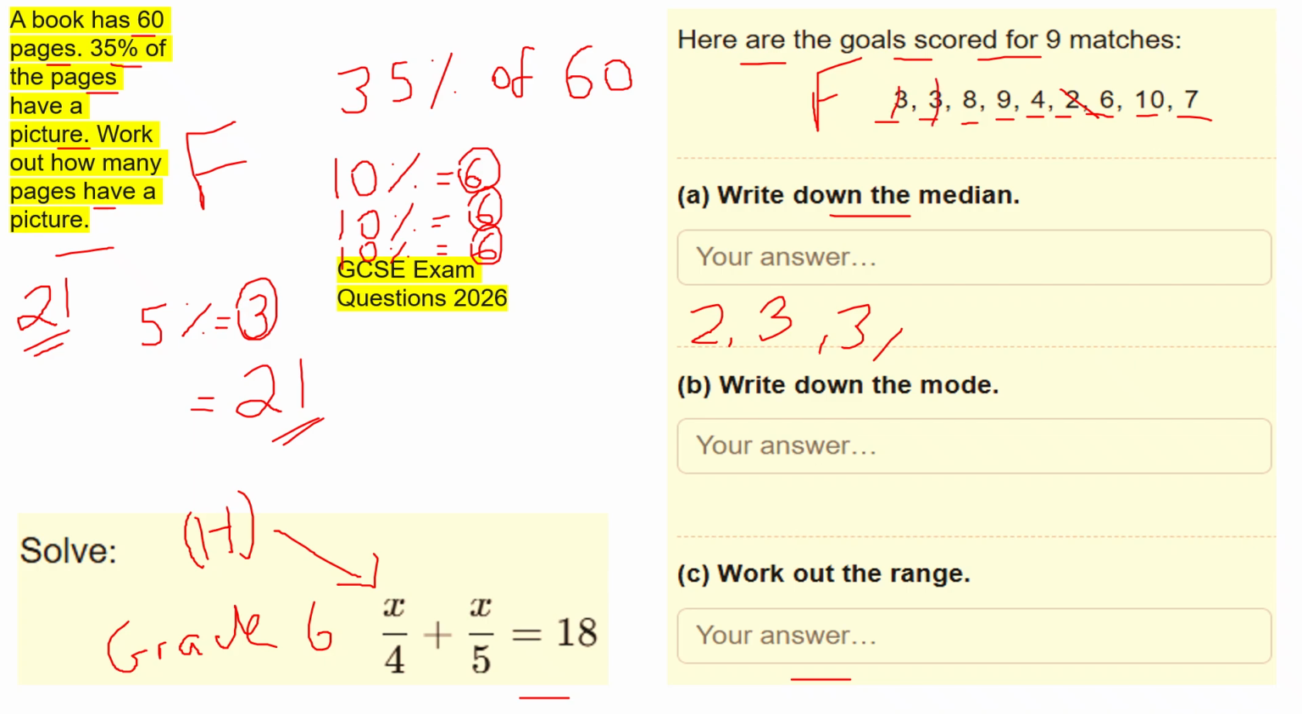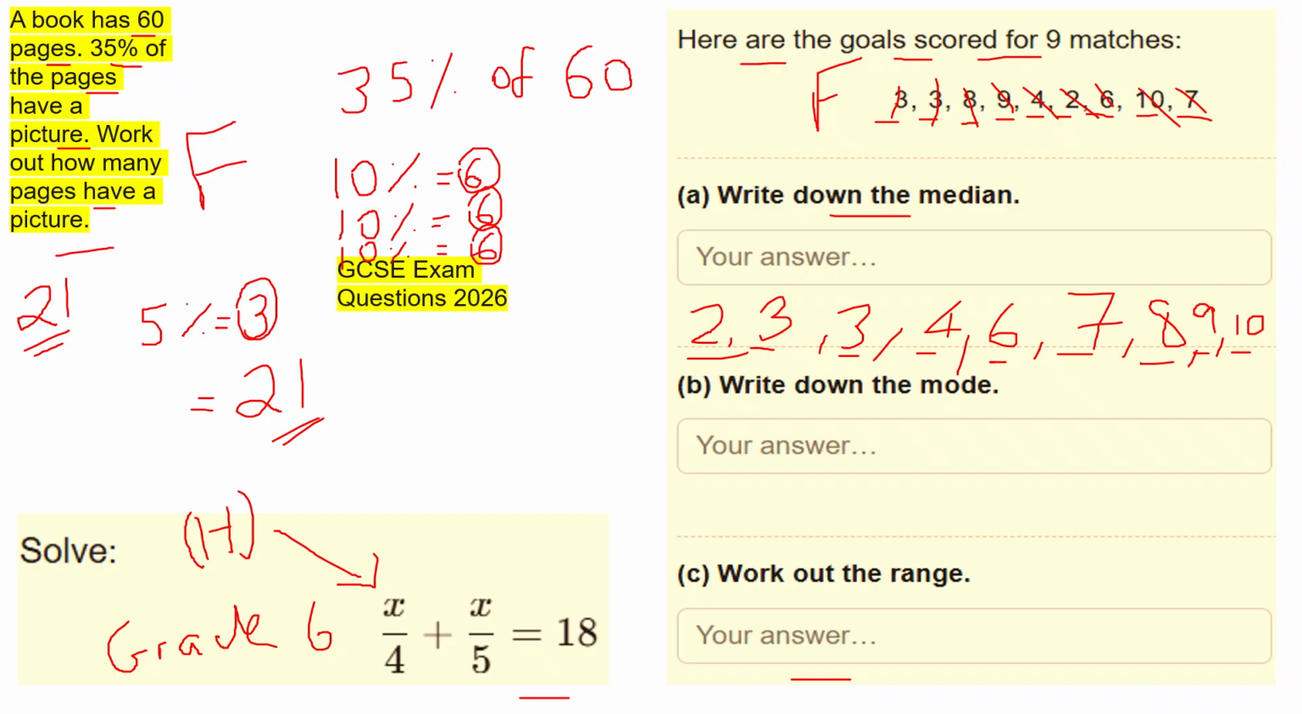Then I'm going to have a 4, then a 6, then a 7. Then I'm going to have an 8, then a 9, then a 10. So there should be 9 numbers. Let me just count it up. 1, 2, 3, 4, 5, 6, 7, 8, 9.